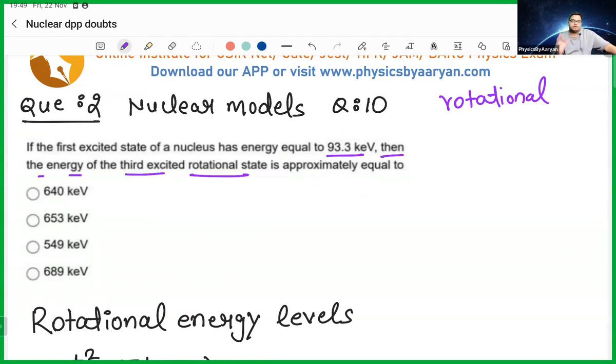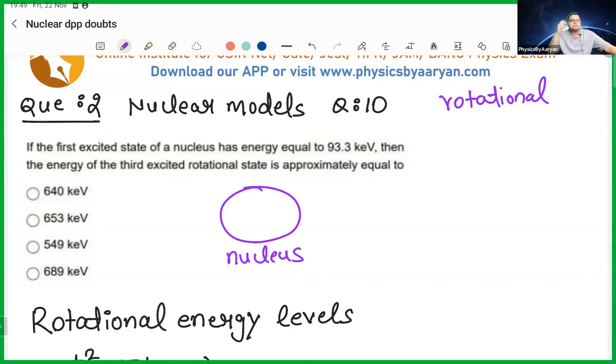So basically we are in the rotational energy levels. Okay, let me be very clear. The nucleus can have a few kinds of energies. Number one, binding energies, basically your overall energy of the nucleus. First your nucleus has a basic, standard energy, because there are protons and neutrons binding with each other, so many things are there. That is known as the basic energy. Then we have a vibrational energy, and then we have a rotational energy.